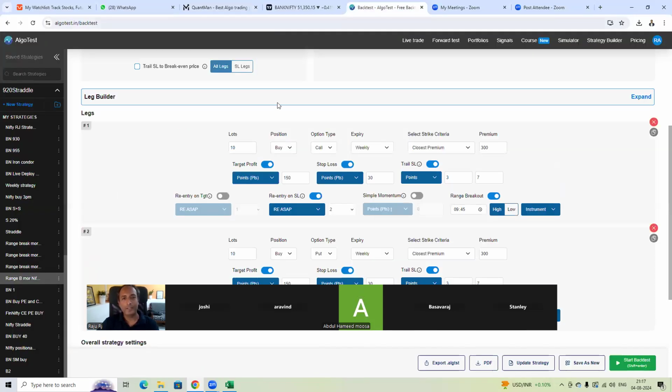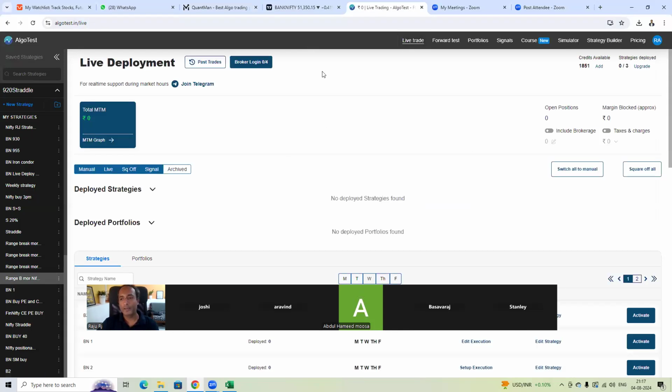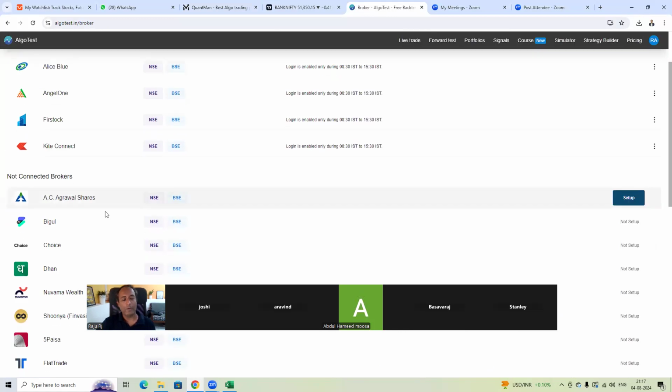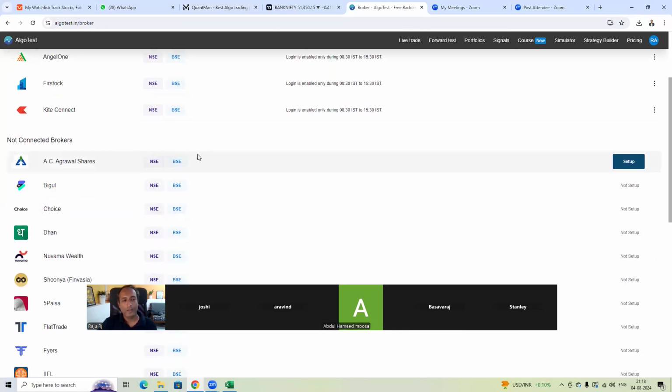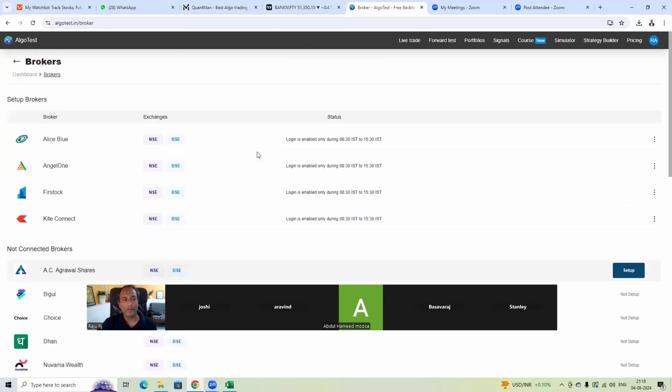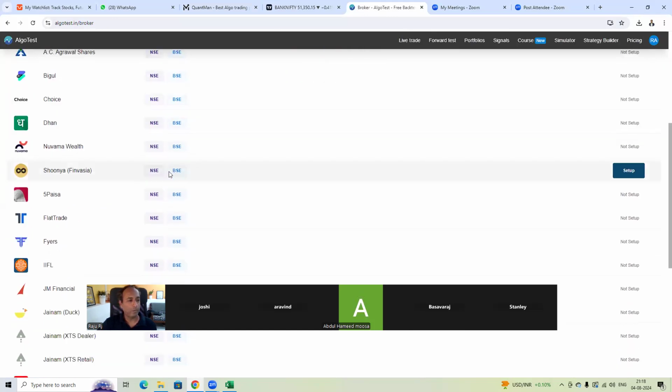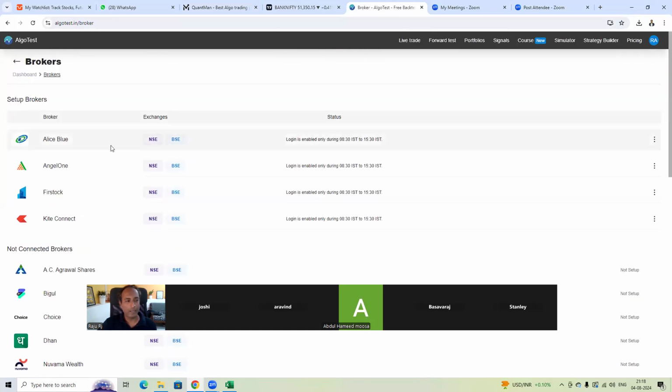In AlgoTest, if you have to go for live trade, this is one broker login. So here you will have all the brokers. You just have to click on simple setup. If you want me to show you, all my accounts are already linked here. I have Alice Blue, Angel One, Firstock, and Kite. So you will have a detailed setup here.